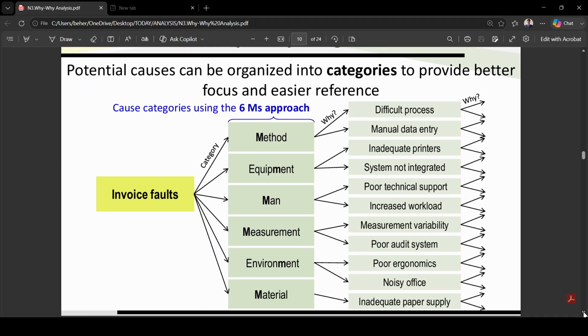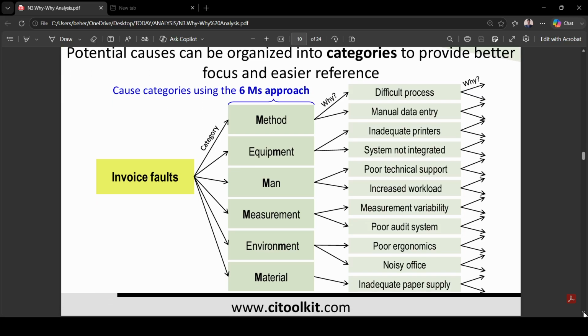Y diagrams. Potential causes can be organized in categories to provide a better focus and easier reference. Cause categories can use the 6M approach: method, equipment, man, measurement, environment, material. So why is the process difficult? Manual data entry, inadequate printer, system not integrated, poor technical support, increased workload, measurement variability, poor audit system, poor ergonomics, noisy office, inadequate paper supply.